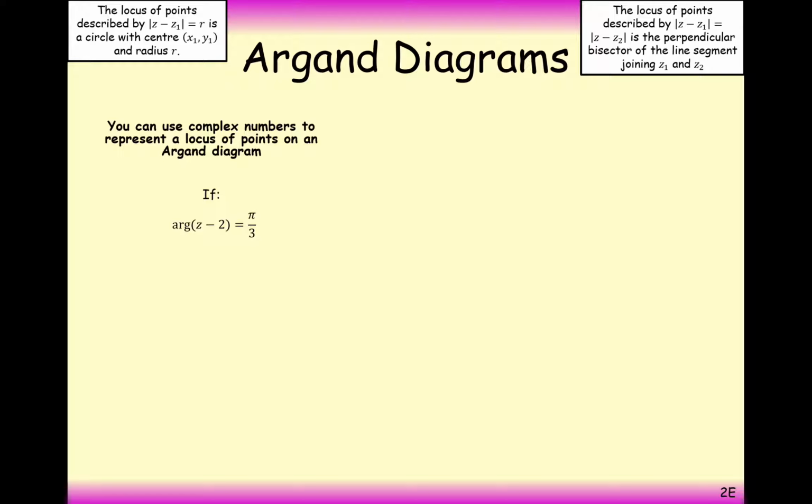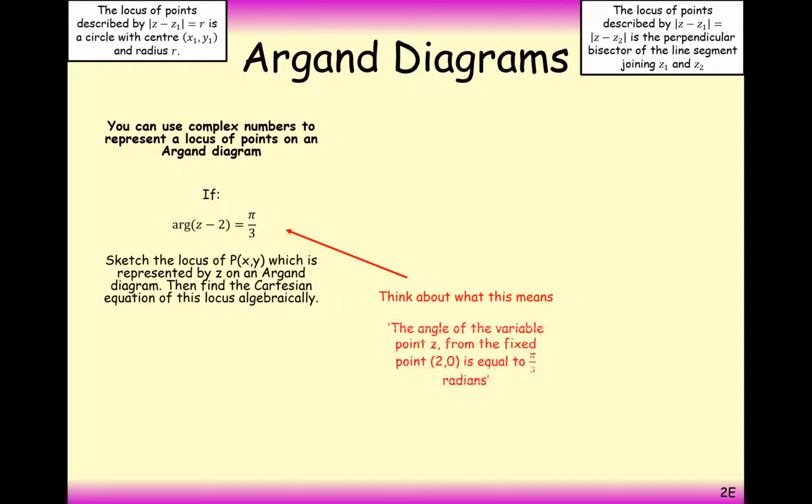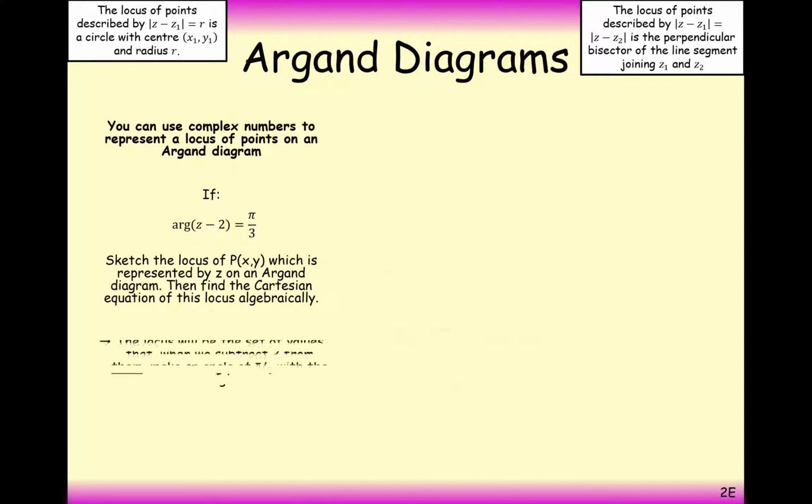Alright then, so let's have a go at this one here. Now then, the argument of z minus 2 equals pi by 3. The only thing that changes in the question here is that, just like a graph transformation, we'll move this right by 2. Our starting point for our half line is now going to be at the point 2, 0.